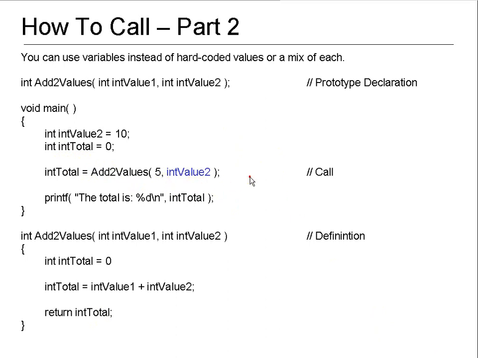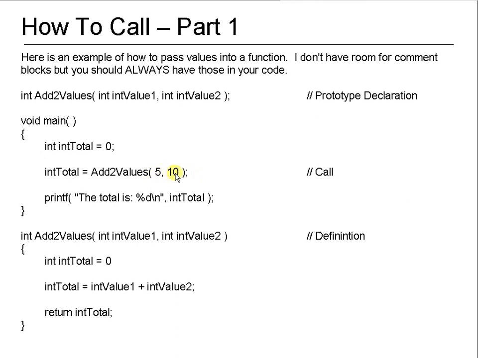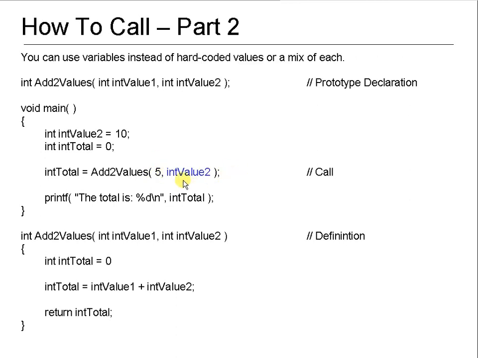Now we can use variables instead of hard-coded values, or a mix of each in the call. So on the previous slide I had 5 and 10 hard-coded in, but on this slide I have 5 hard-coded and a variable. Now I can use all hard-coded values, I can use all variables, or again a mix. So in this case I've declared int value 2, set it equal to 10. It's going to pass both of those in. 5 plus 10 is 15, and it should print out 15 when it runs.